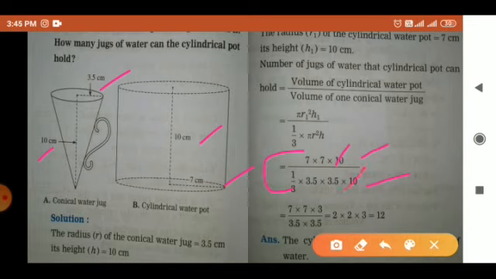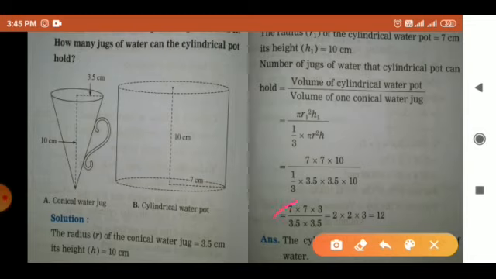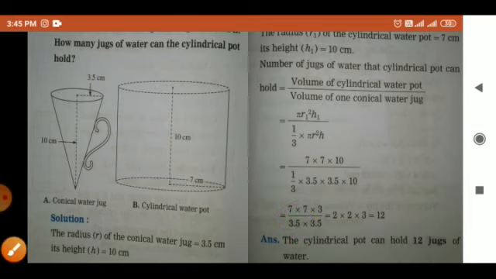Okay, after that we will get, now see, 3 came up here, and in the denominator now we have only 3.5. The double of 3.5 is 7, the double of 3.5 is 7, so 3.5 2s are 7, and the 3 is remaining. So what we will get is 2 into 2 into 3, which is equal to 12. Therefore the cylindrical pot can hold 12 jugs of water.